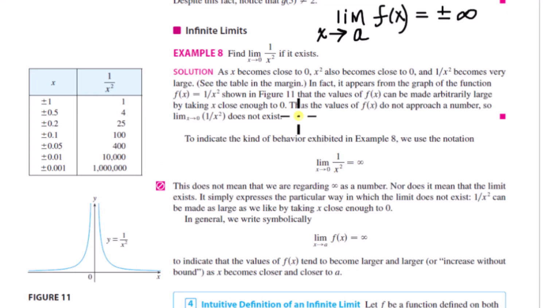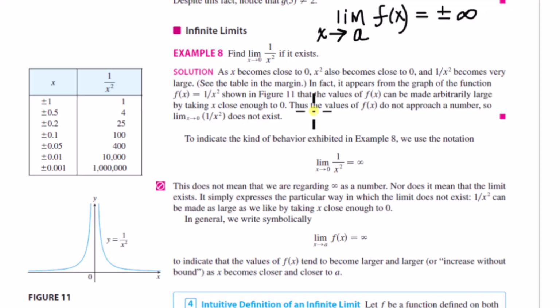Okay, so it says, thus, the values of f of x do not approach a number. So we state that the limit as x approaches 0 of 1 over x squared does not exist. Okay, so again, what do they mean by this statement here? Just like we talked about with the one-sided limits, for a limit to exist, you need the limit to approach a single, distinct, unique number, right? But we just saw that that's not the case here.